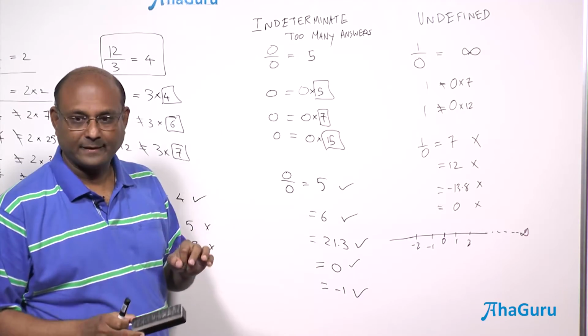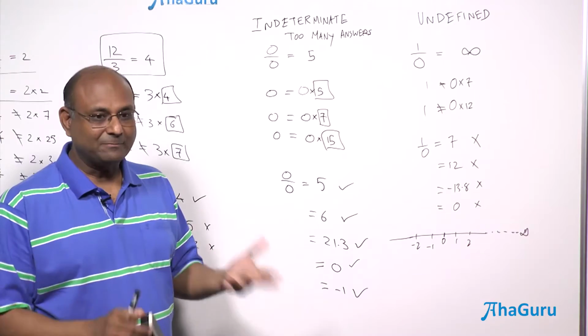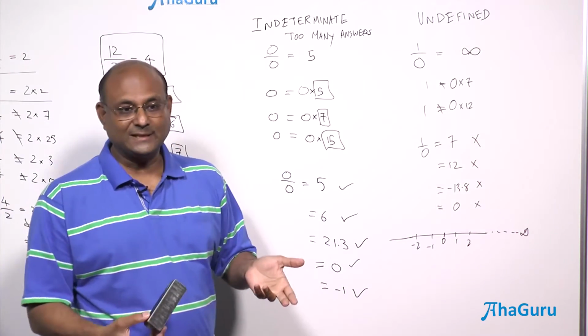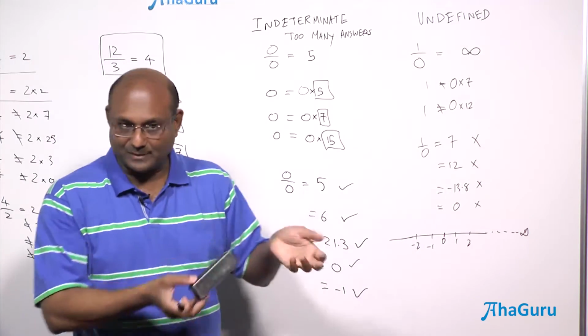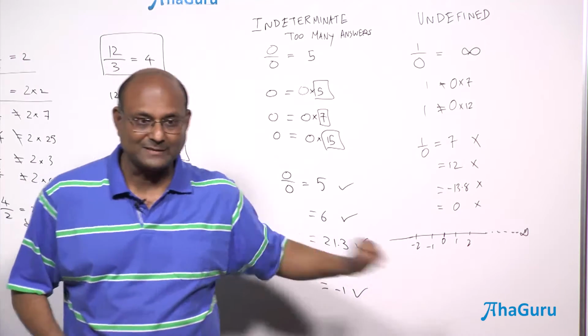So 1 by 0 is not indeterminate. It's actually quite determinate. You can find it, except that it is not any of the numbers that you know. So you can think of it as a new kind of number which does not belong to the current set of numbers. So infinity technically is not a number, because no number will satisfy.